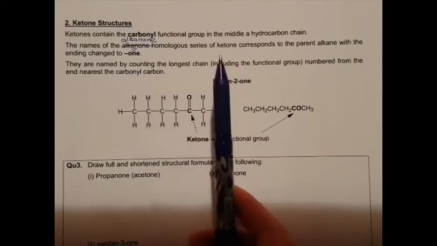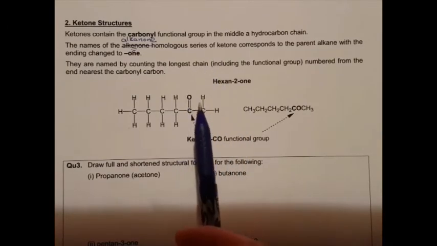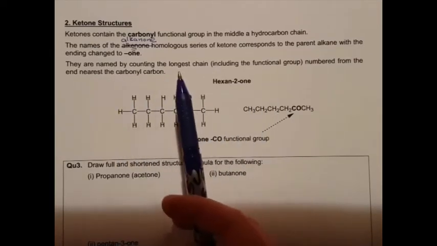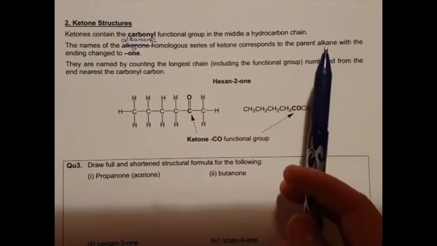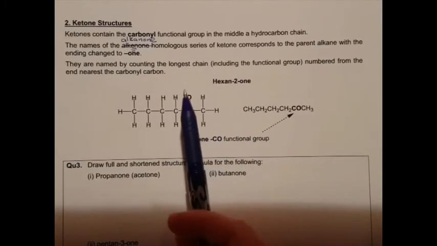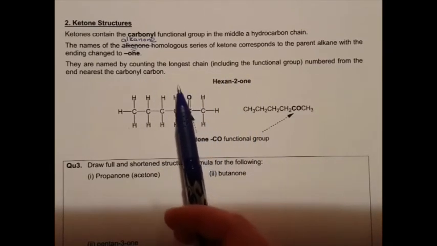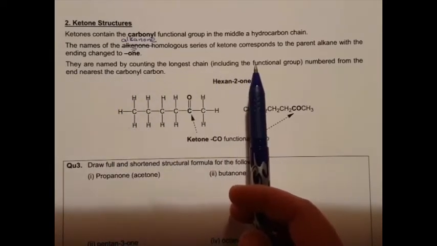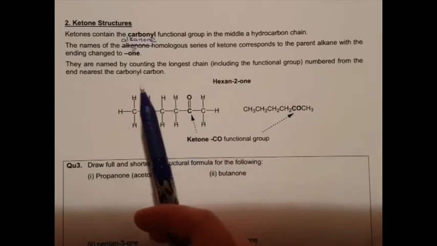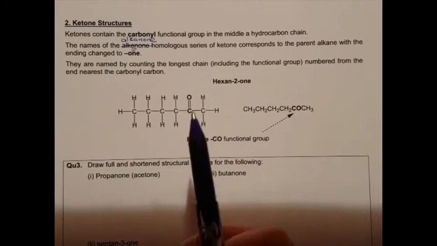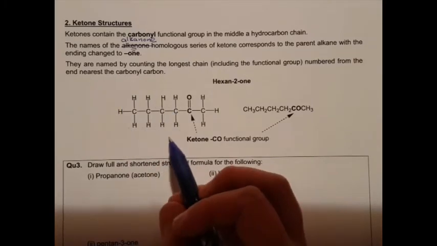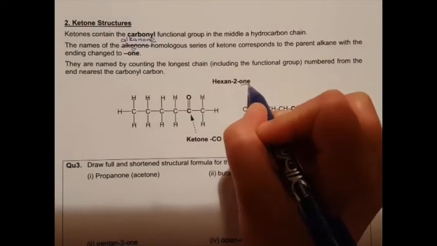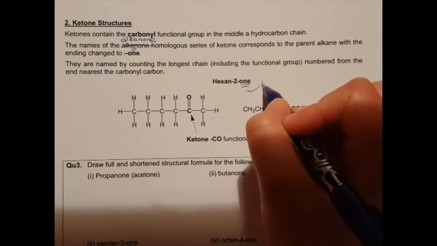So again, ketones, we could have this carbonyl group, it could be a ketone, part of a much more complex structure. The alkanones are a homologous series of ketones which are similar in structure to the alkanes, but with a carbonyl group here. And they are named by counting the longest chain, including the functional group, numbered from the end nearest to the carbonyl carbon. So similar rules to what we've learned about in the past. So just things to emphasize here would be the -one ending to tell us that it is a ketone.